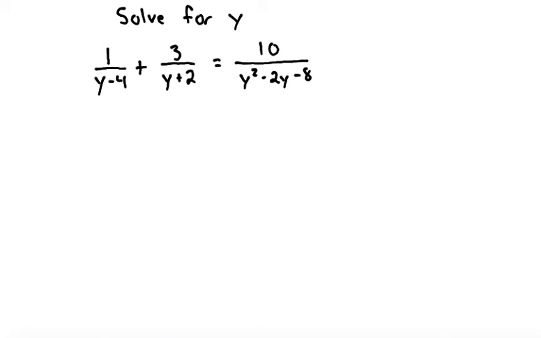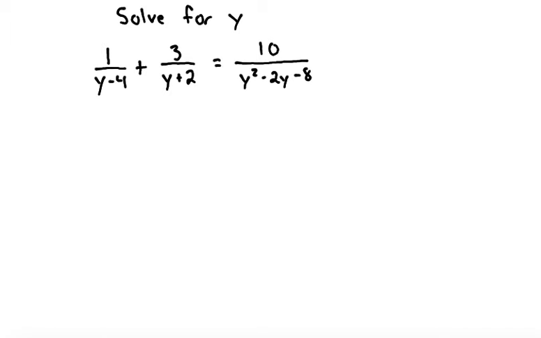Here we have a rational function where we want to solve for y. In order to solve for y, we first need to clear the denominator of the fraction. The way we can do that is by multiplying by the factors of the denominator. One way to figure out all the factors of the denominator is to look at the denominators.